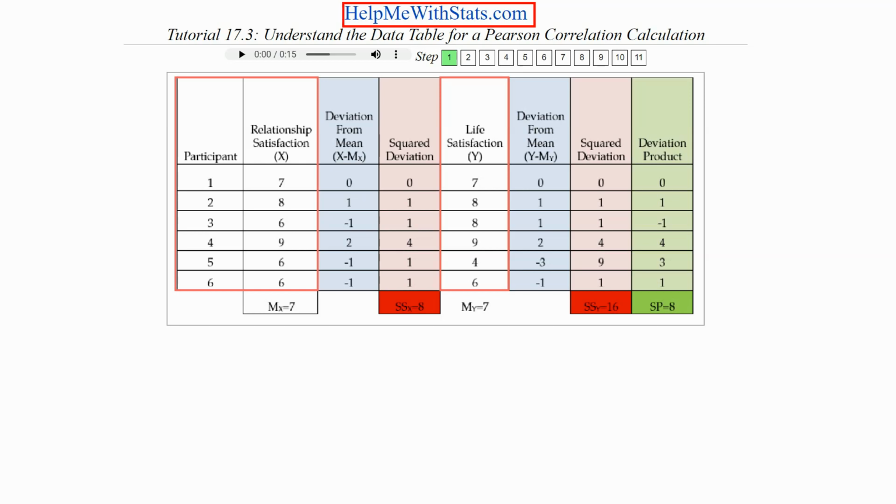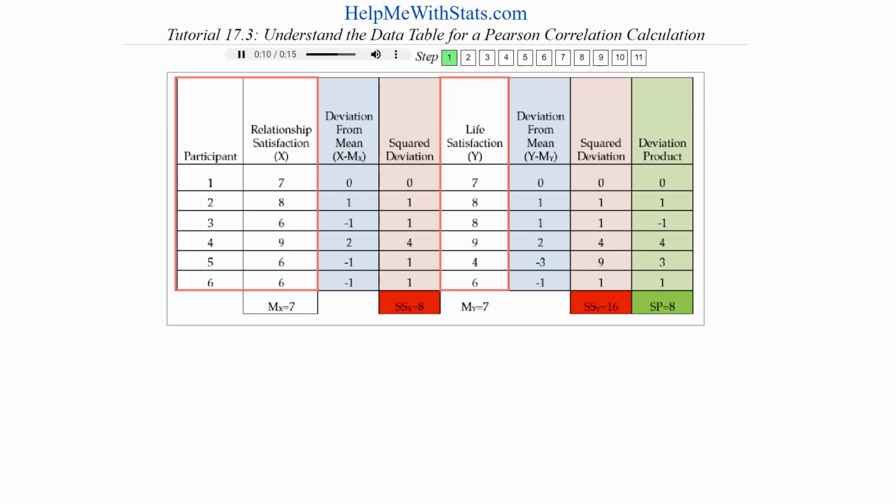Help Me with Stats.com was used to create this tutorial that can help us understand the data table for a Pearson correlation calculation. Here is the data table for the Pearson correlation calculation. Let's begin with the observed scores for the 6 participants.